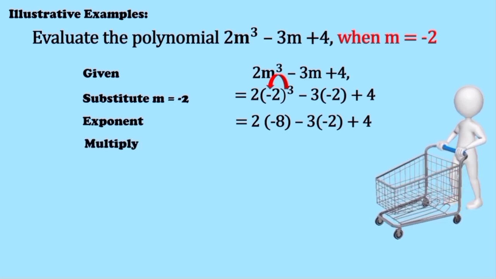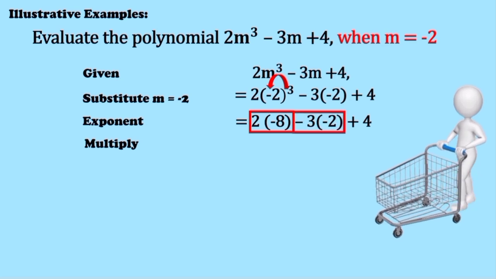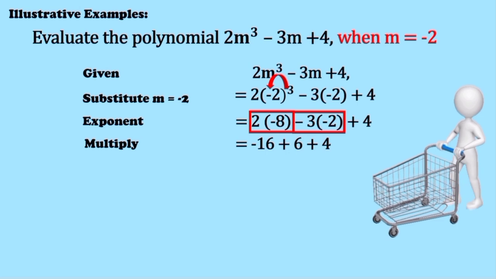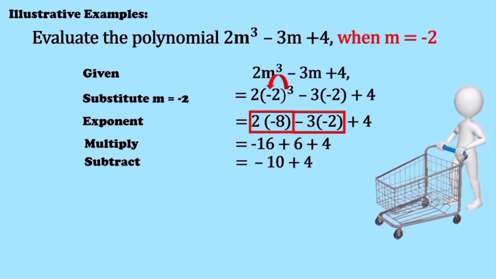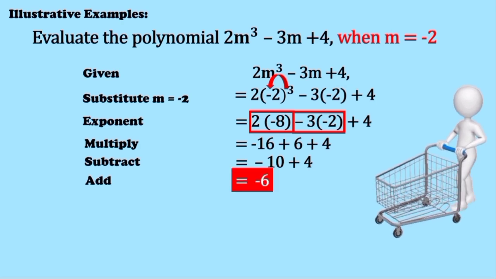Now let's multiply. 2 times negative 8 and negative 3 times negative 2, giving us the product of negative 16 plus 6 plus 4. Now let's subtract. We have negative 10 plus 4. The last step is to add. Our answer is negative 6.